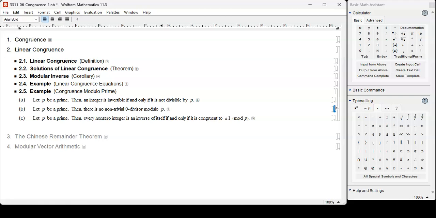How about C? Let p be a prime, then every non-zero integer is an inverse of itself if and only if it is congruent to positive 1. This is wrong. It's not every. A non-zero integer is an inverse of itself if and only if it is congruent to plus or minus 1. Sorry about that. This is the correct version. It doesn't have to be every.